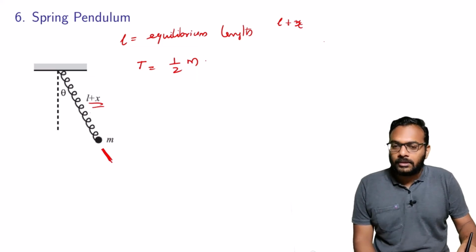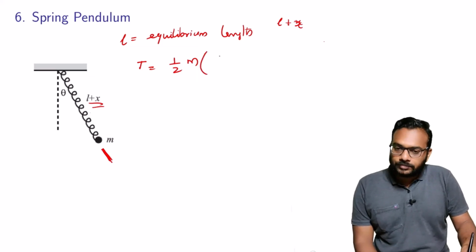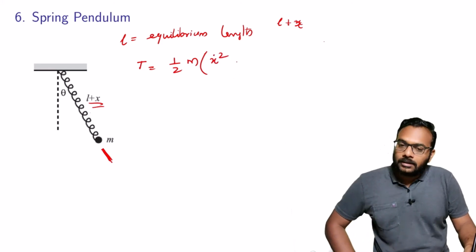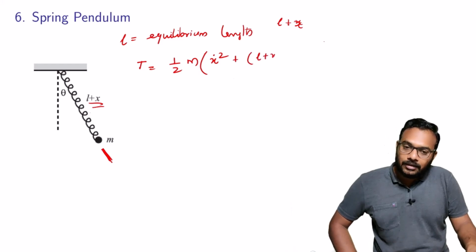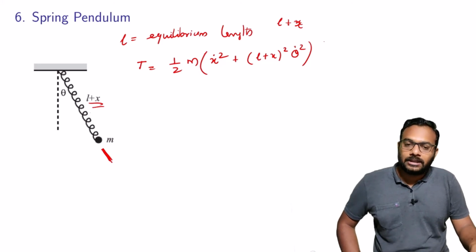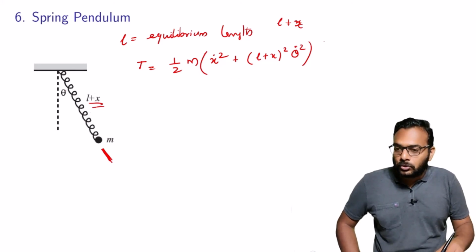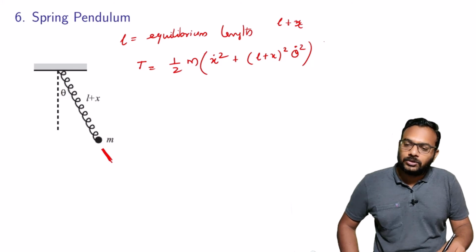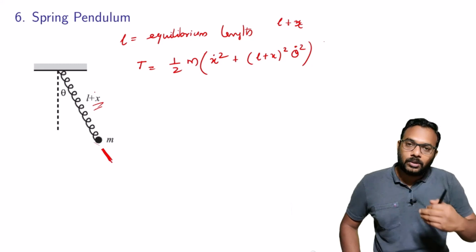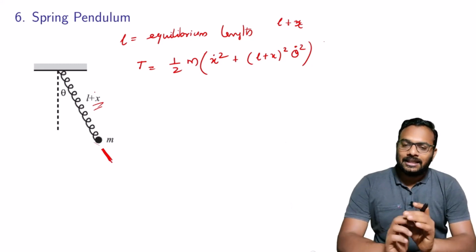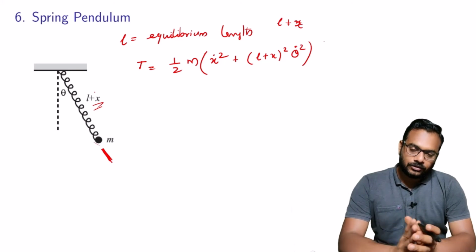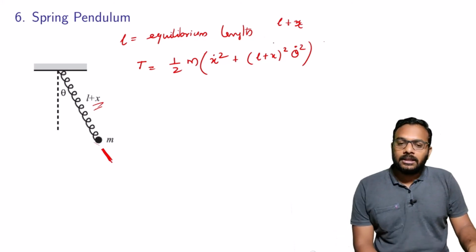It's half m times... What's the radial component? It's simply x dot square, because L is a constant. What's the tangential component? It is L plus x whole square theta dot square. So we need here two generalized coordinates. We choose them as theta and x. Theta will tell you the angle at which this thing is, and x will tell you at what elongation the spring is, and together that's enough to completely specify the configuration of the pendulum. I hope this is clear.